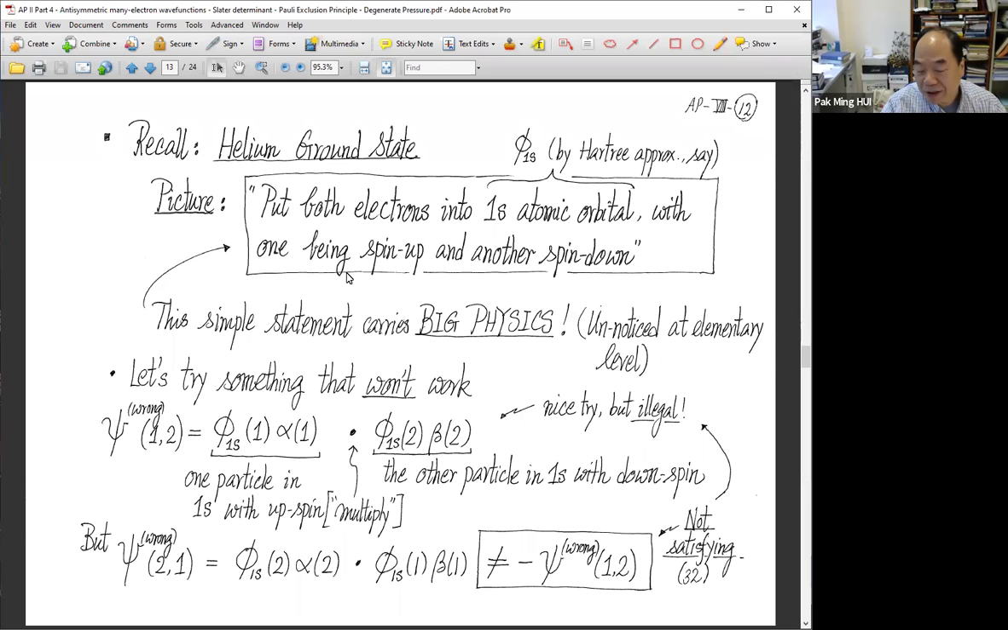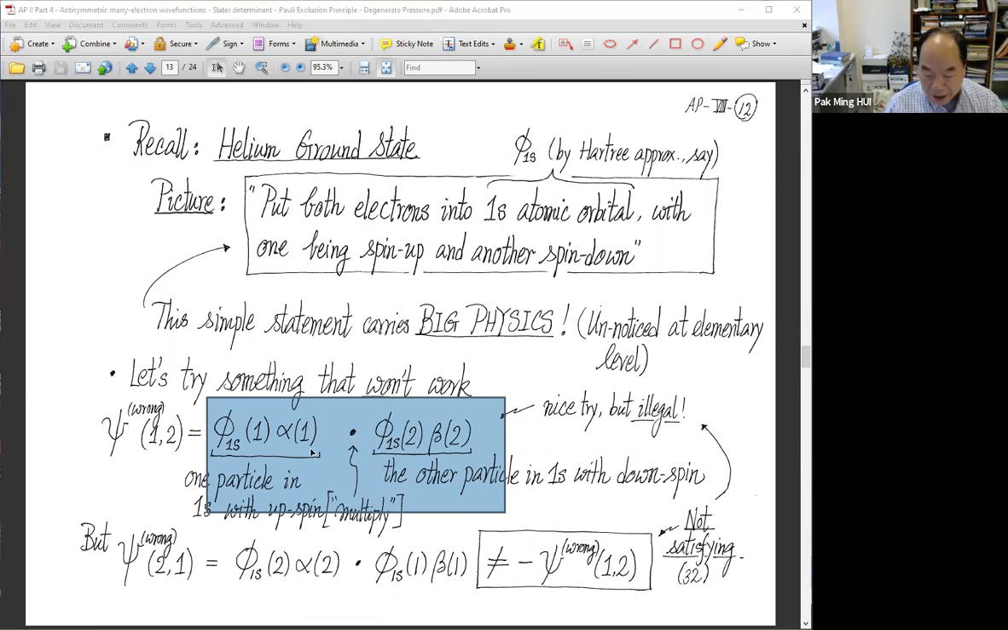The antisymmetric requirement is satisfied. Now, if we just write down something without deep thinking, we would have written down something like that. Okay, so we will have 1s, one electron labeled number 1 in 1s with an up spin, another labeled 2 in 1s with a down spin. I use alpha for the 1, 0 column and beta for the 0, 1 column as shorthand. One can even use an arrow up, arrow down, okay?